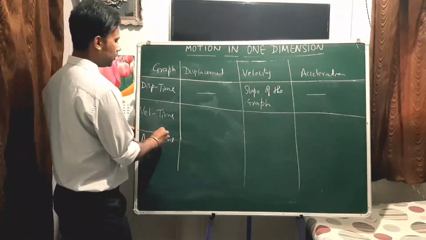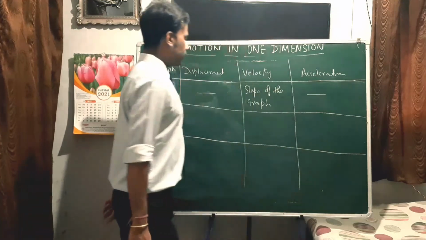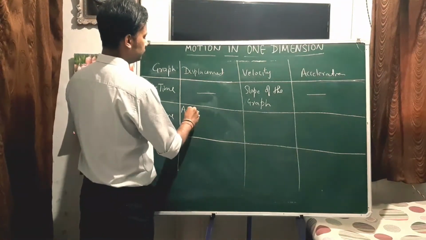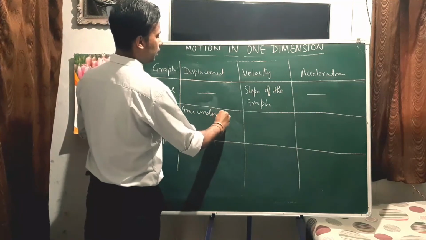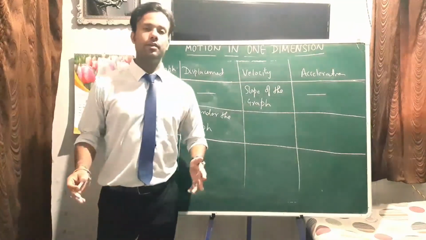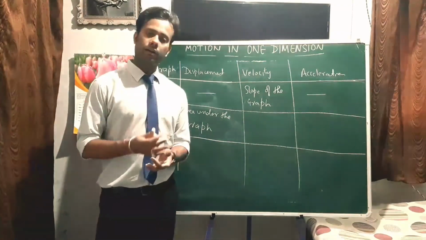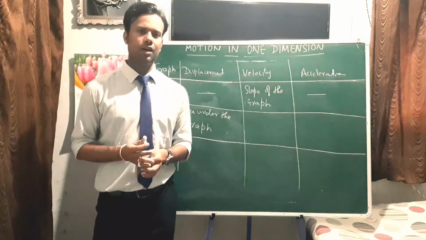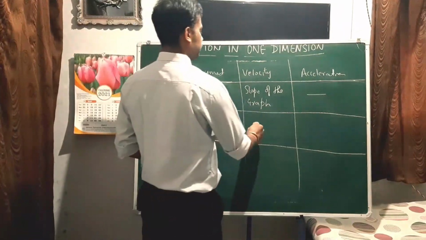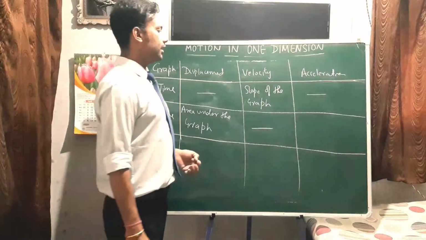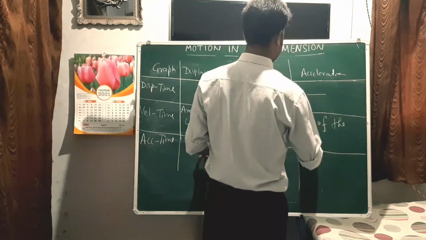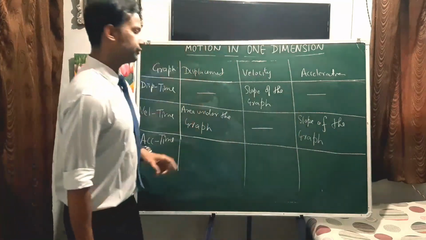Now, velocity time graph. In order to calculate the displacement from the VT graph, we find the area under the graph, right? There might be some shape. It might be rectangular, triangular, or it can be any shape, right? Parallelogram. So what we have to do is just find the area under the graph to find the displacement. Velocity, again, you can directly read from the graph, and acceleration we find from the slope of the graph. Right.